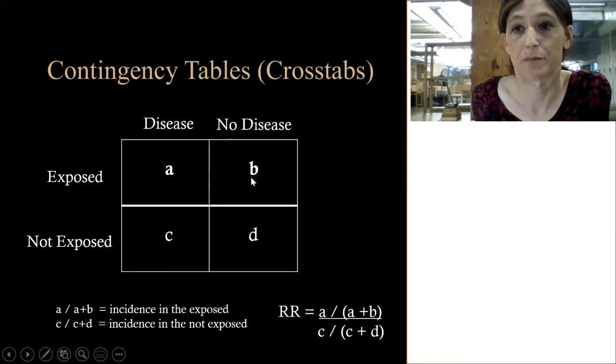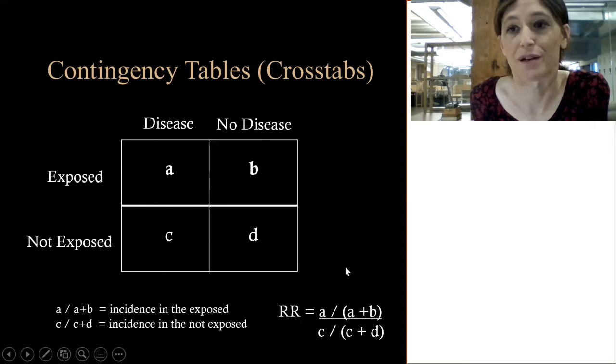So A over A plus B would be incidence in the exposed, and then C over C plus D would be incidence in the non-exposed group. Okay? So when I said the science of long division, this is kind of what I'm talking about. But the relative risk then becomes an effect estimate of how much greater is the risk in the exposed group versus the non-exposed group. And as we'll see, and you should know as you get through your epidemiology courses, a relative risk greater than 1 means that it's an elevated risk, and a relative risk lower than 1 actually means there's a protective effect.